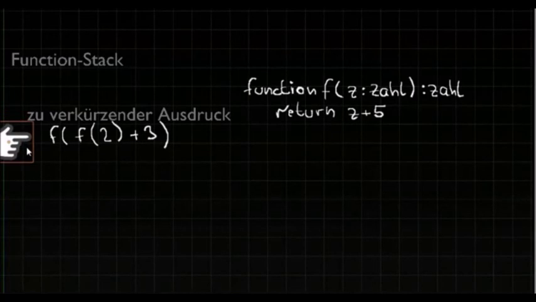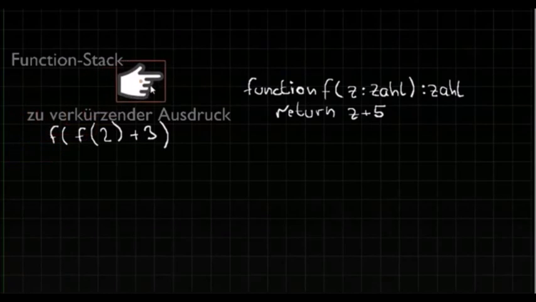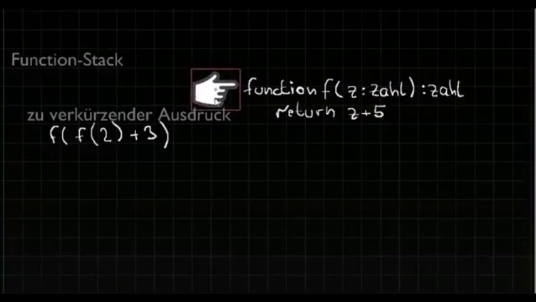The function stack helps us to abbreviate a function like this one, f of 2 plus 3. That means we solve the function. And this is not a problem for us, especially if we know the function f, which gets a figure as an input, then outputs another figure as a solution, and finally adds 5. Now we will try to use the function stack to solve this function automatically with a deterministic method.